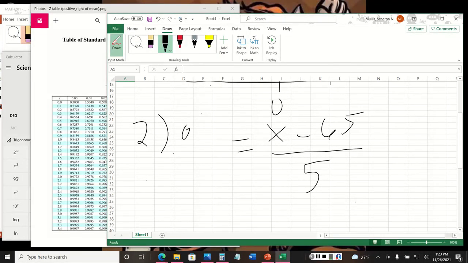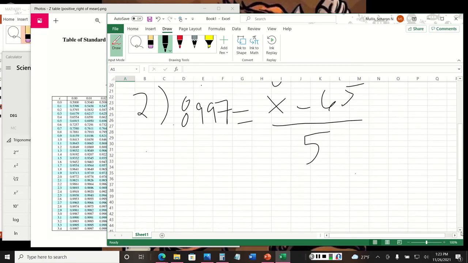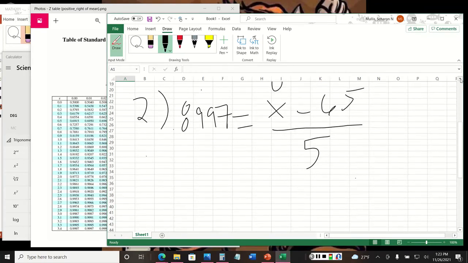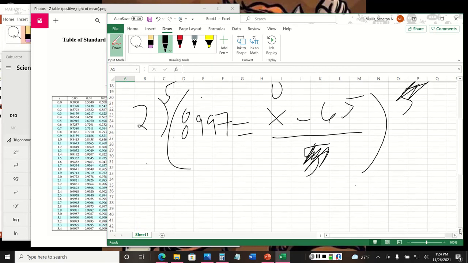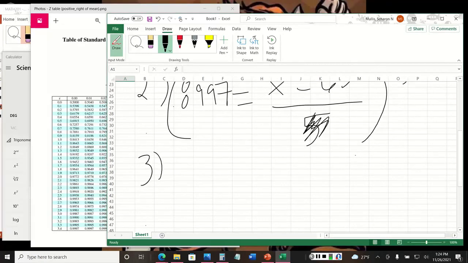So 0.8997. And we're just pretty much going to follow the same steps that we did before. We know that we want to get rid of that 5, so we want to multiply this side of the equal sign by 5 and this side times 5. On the right-hand side, those 5s cancel out. On the left-hand side, we're going to multiply that a little bit further down. So that gives us 5 times 0.8997. Oh, shoot, it's not. Sorry. Let me get rid of that.